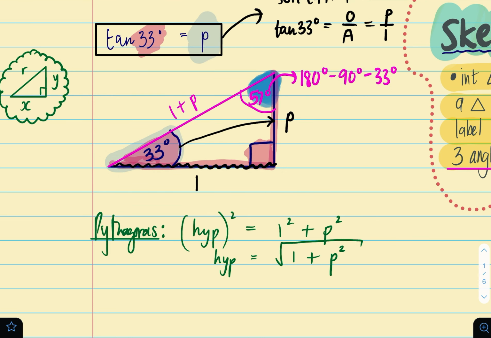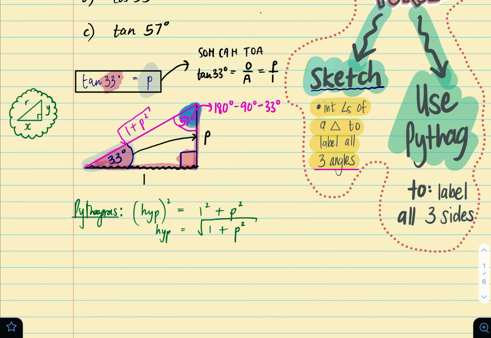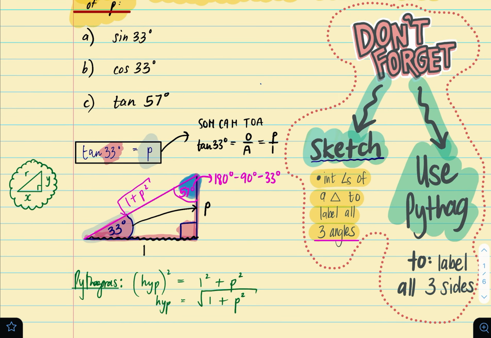The square root of 1 plus p squared. Let me go back to my little step-by-step, don't forget arrow process. First was sketch the triangle and label all three angles, and next was use the theorem of Pythagoras to label all three sides of the triangle. Voila, we've done that, which means we are ready to answer these three questions. Determine the value of sine 33, cos 33, and tan 57.